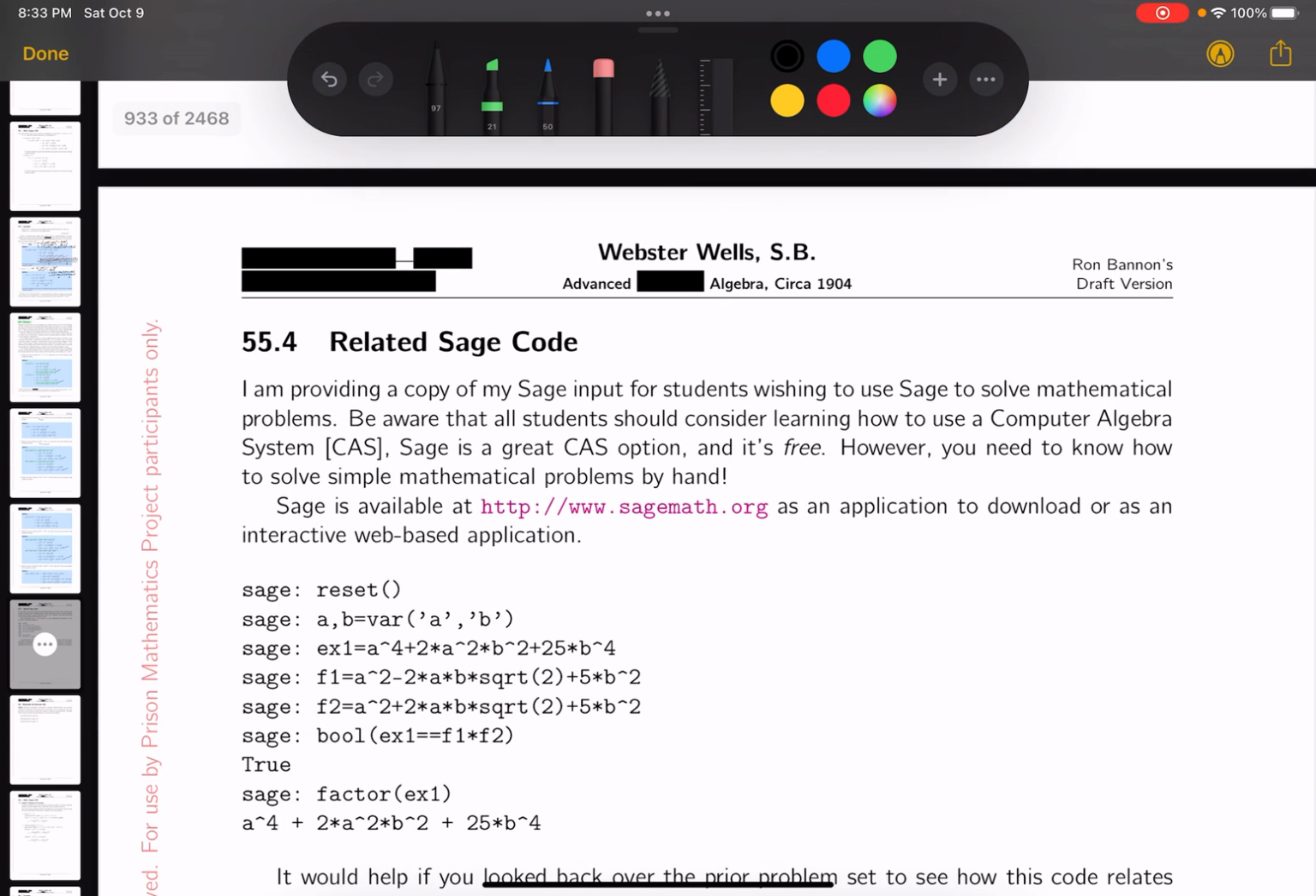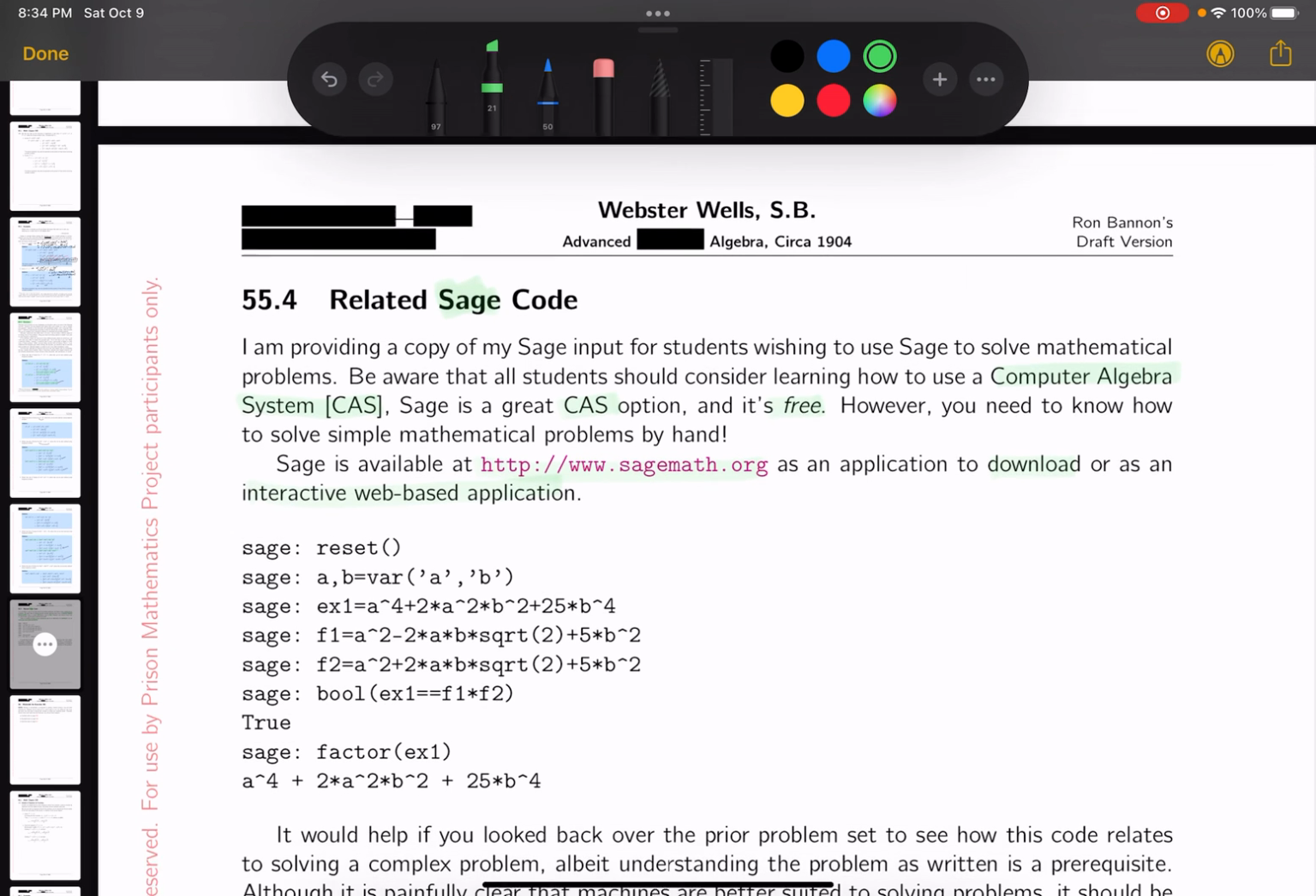And then you get to this related Sage code. You might be shocked by how quickly a machine can do this. Sage is a computer algebra system, CAS for short. It's open source software, so it's free. Download it if you like, or just use the web-based application. So type this stuff in. What do you get?